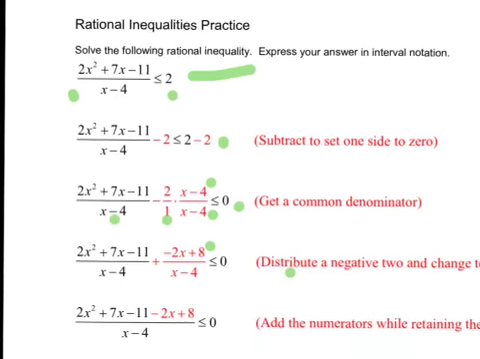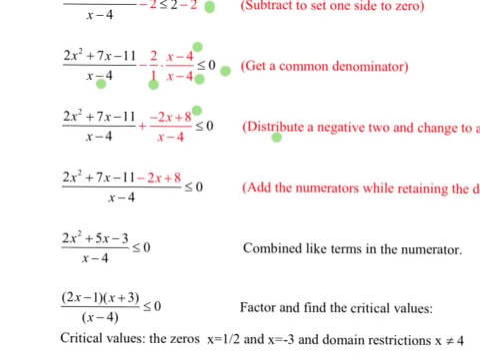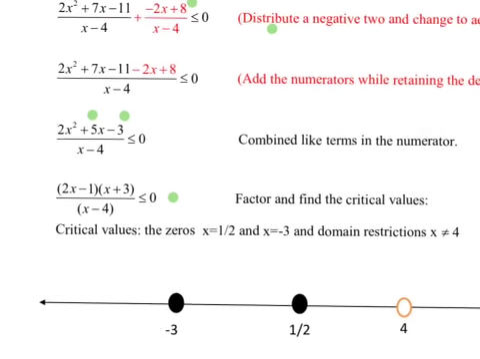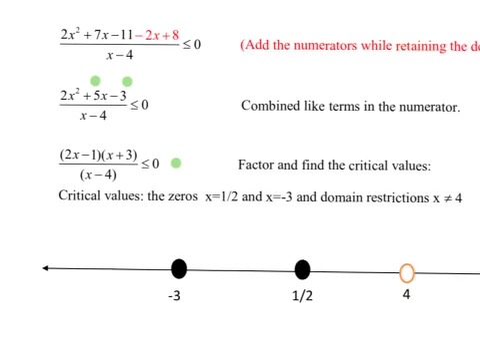So my next step then is to add those numerators, keep the denominator the same. To do that, I'm just going to combine like terms. 7x and negative 2x is 5x. Negative 11 and 8 is negative 3. So I have my new rational function, which I'm then going to factor so I can find my critical values. When I factor the numerator and set each factor equal to 0, I get critical values of x equals 1/2 and x equals negative 3.